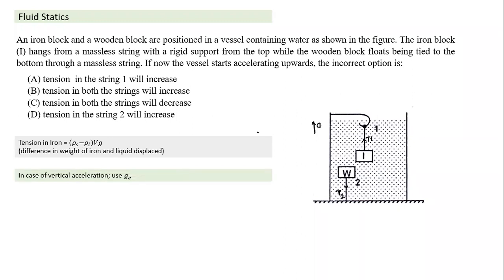In the case of vertical acceleration, what will happen? The effective weight of the iron will also change. If I take the pseudo force into account, the effective weight of the piece of iron will change, and the effective weight of the liquid displaced will also change. So what we can do is this: if this was the expression earlier, when there was no external acceleration, we used g here. When there's an acceleration, we replace g with g'. When we replace g with g' here, with the acceleration upwards, the tension will also increase. So in this case, the tension in this string will increase.